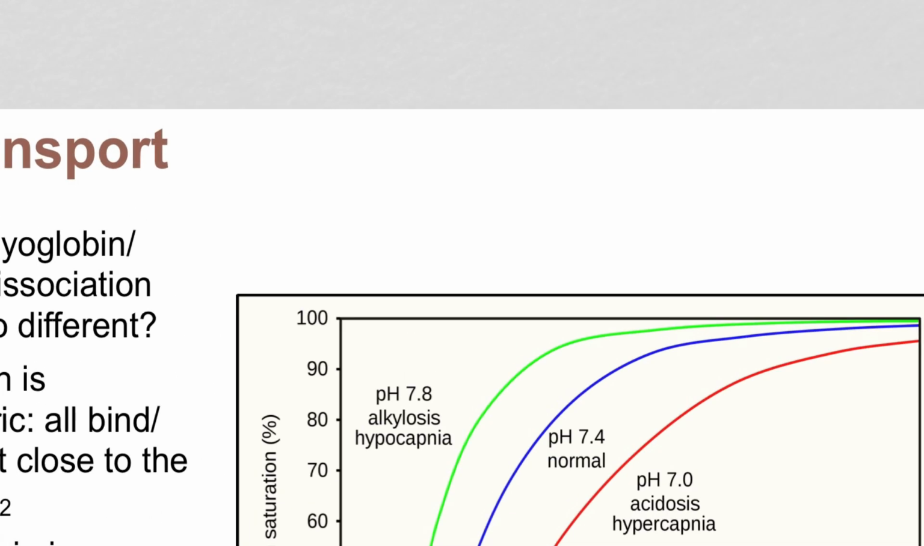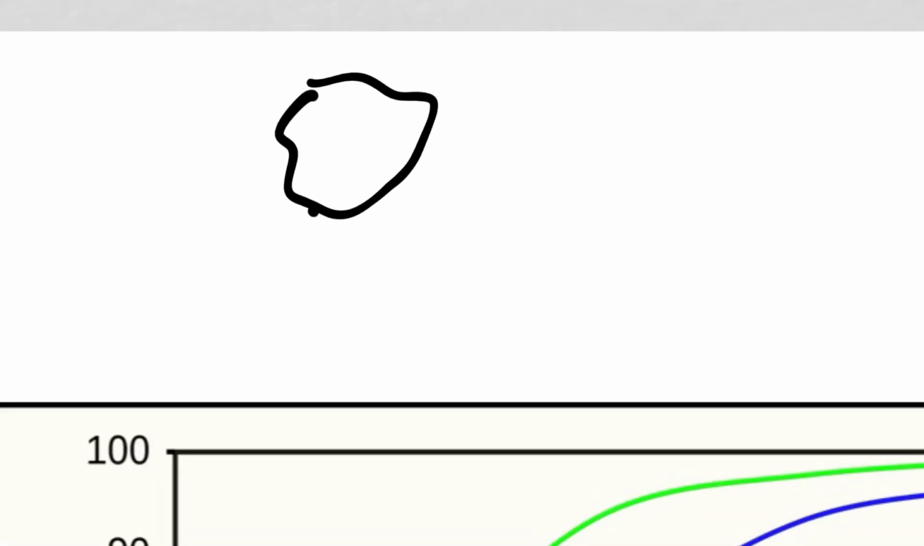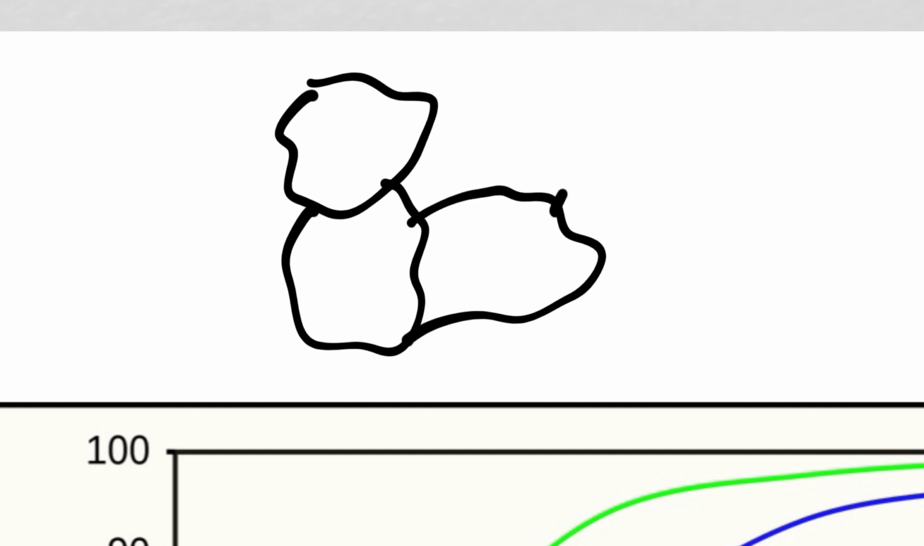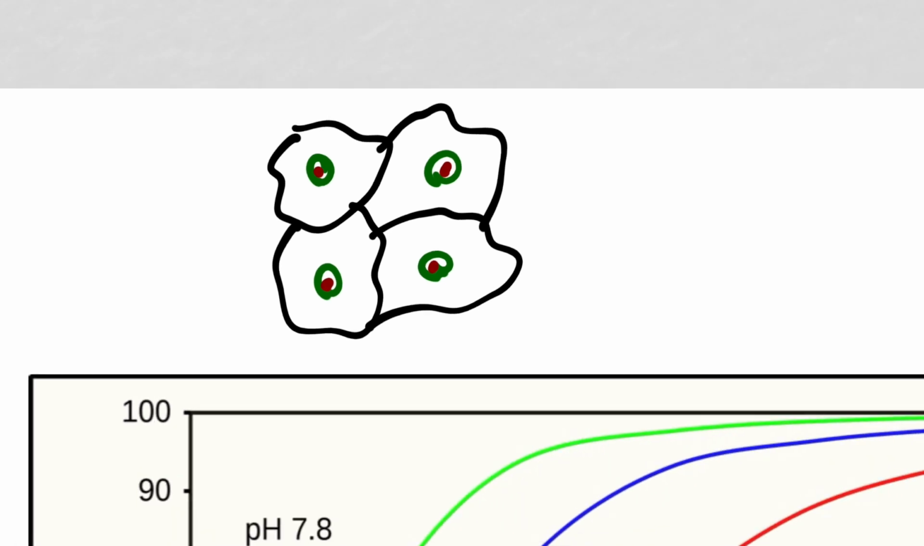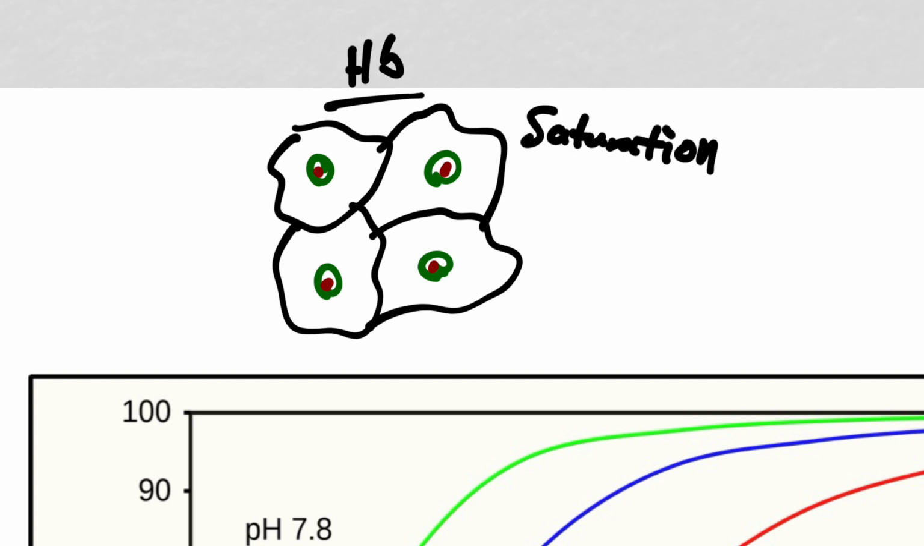Remember, hemoglobin is actually just a protein that consists of 4 subunits. So 4 globin proteins with a heme at the middle. I'll make my green circles representing heme. They can each bind 1 oxygen. Red dots are oxygen. And the question is, how much oxygen can we transport bound to heme? So this concept, hemoglobin, we abbreviate HB. If hemoglobin is bound to oxygen, we call that saturation. The binding of oxygen to hemoglobin means the hemoglobin has been saturated.